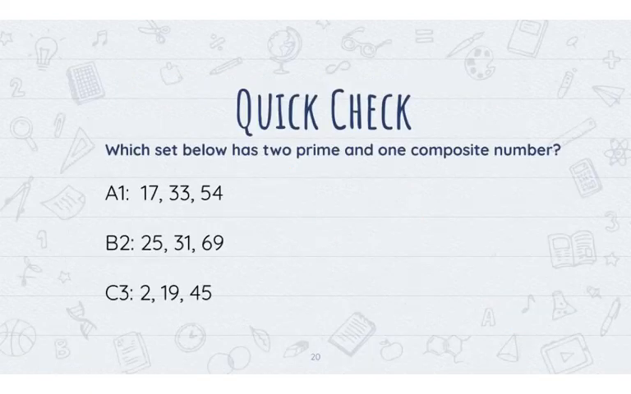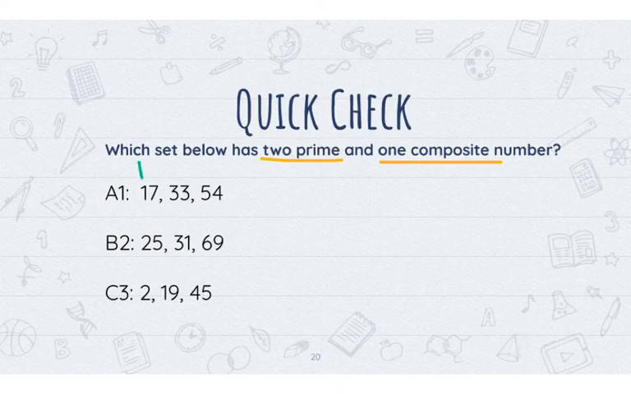Now, quick check. Which set below has 2 prime and 1 composite number? All right. What I want you to do, pause this, work each of them out. Take each number, divide it by 2, 3, 5, and 7, and decide which ones are prime, which ones are composite, because you are looking for 2 prime and 1 composite. All right. If you've done that, let's go ahead through.